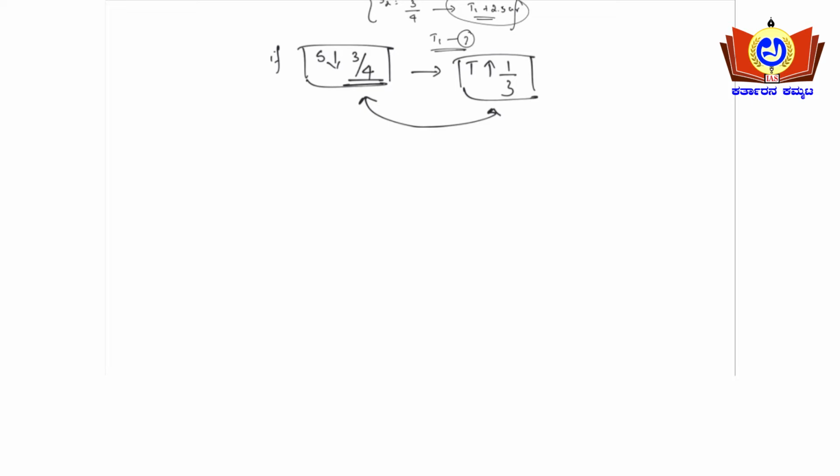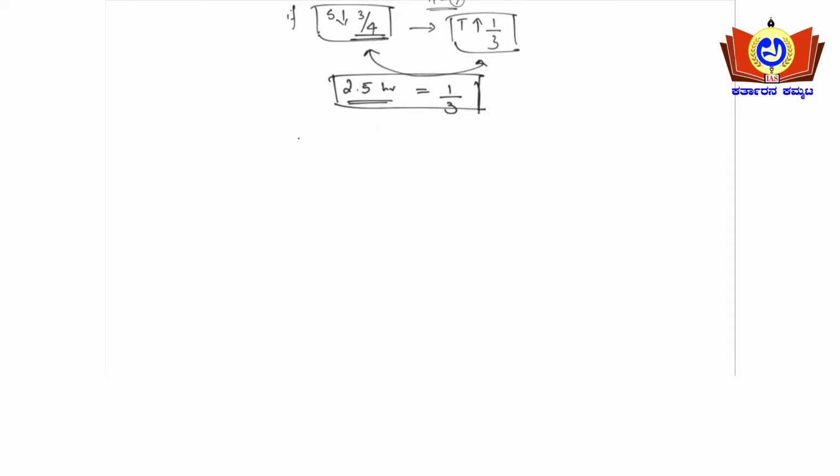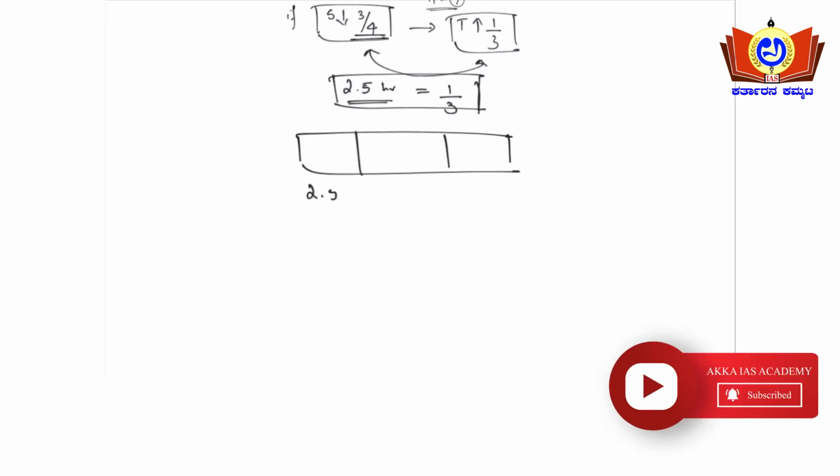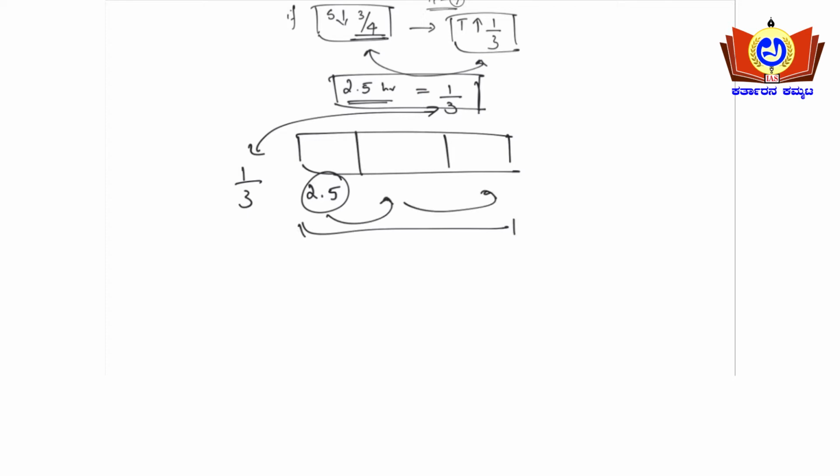So we can say that 2.5 hours, the extra time he will be taking, will be equal to 1/3. Yes or no? Actually there are three parts. One part is 2.5 hours, that is nothing but 1/3. So the total three parts are 2.5 plus 2.5 plus 2.5. So 5 plus 2.5, that is 7.5. So the normal time taken will be 7.5 hours.